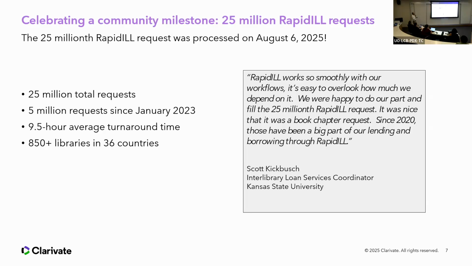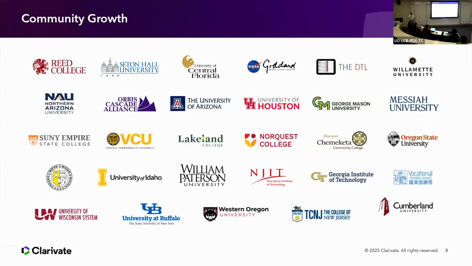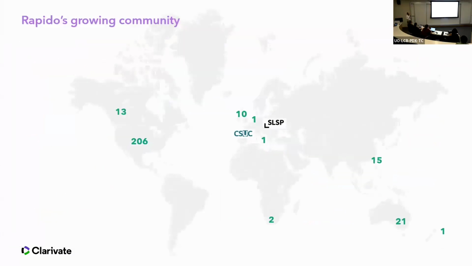So fantastic. In terms of the Rapido community growth, that's going well as well. Here are some libraries that have joined. I think this is within the past year. So really getting to be a really robust, large community worldwide. We can see here on the next slide the libraries involved in terms of where they're located around the world. Of course, the largest is in the US. We have over 200 libraries now. By the end of this year, we should have around 300 libraries live with Rapido.